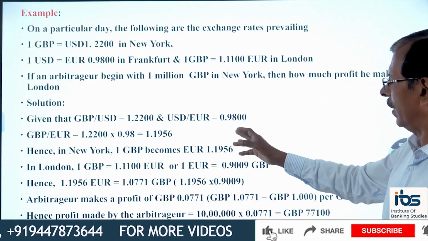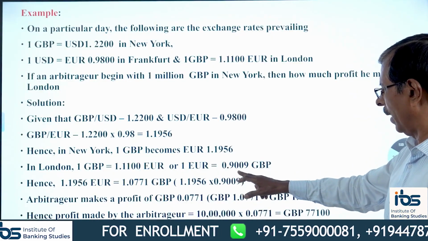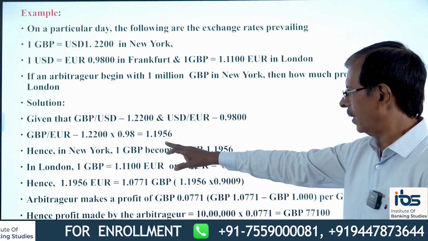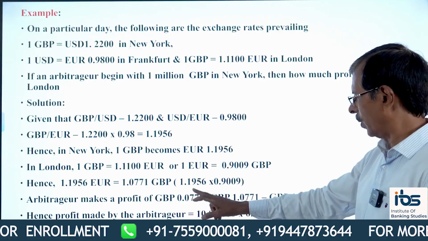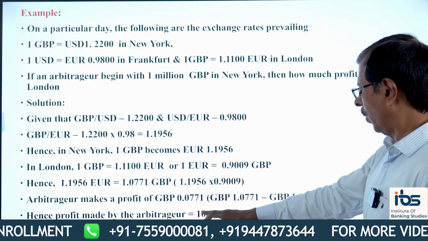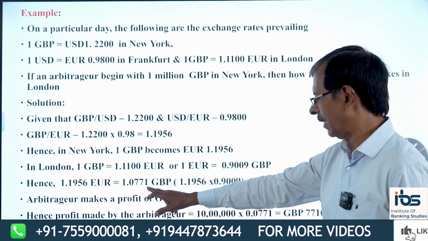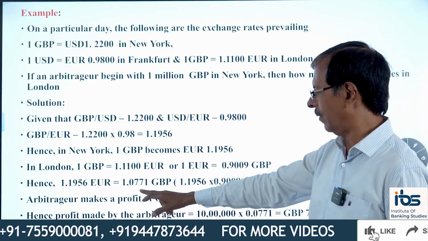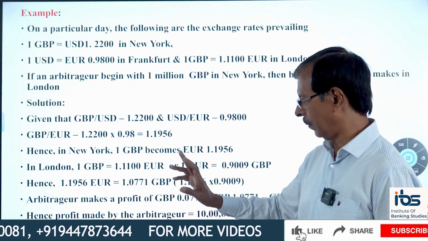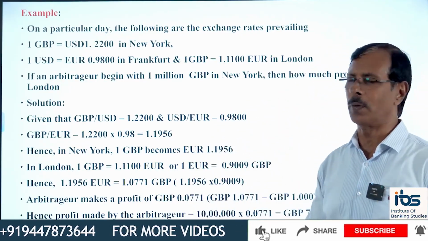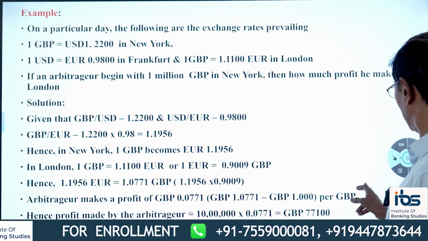Now he has to convert this euro back to GBP by applying this rate: 1 euro is equal to 0.9009 GBP. Therefore, this 1.1956 euro is equal to how many GBP? You have to multiply these two. So you are getting 1.0771 GBP. He started with 1 GBP, ended with 1.077 GBP. So you get a profit of 0.0771 GBP for 1 GBP. Here you have to multiply with 1 million. So his net profit is GBP 77,000.